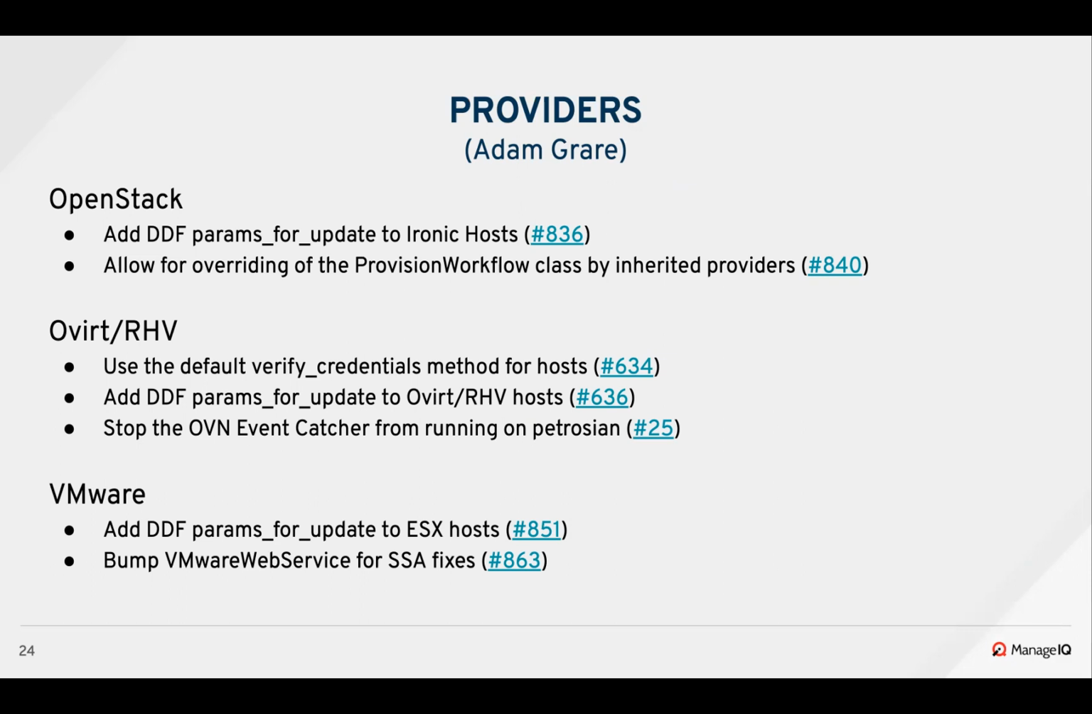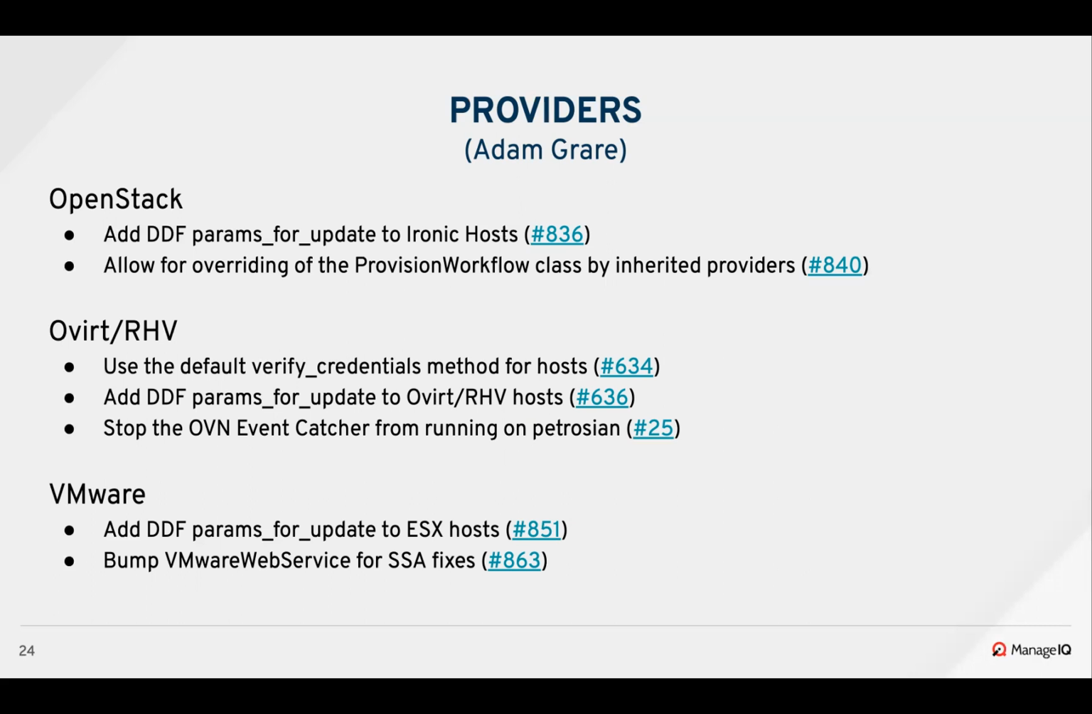Melody also added DDF params for the oVirt and RHEV hosts, and we on the Protrojan branch are stopping the OVN event catcher from running. This is due to not having proper services on the RHEV side to be able to support an OVN network event catcher, but it requires a schema change on master. And so for Protrojan, we're just shortcutting and stopping the event catcher from running so you don't have a worker that's just starting and then failing and then starting again.